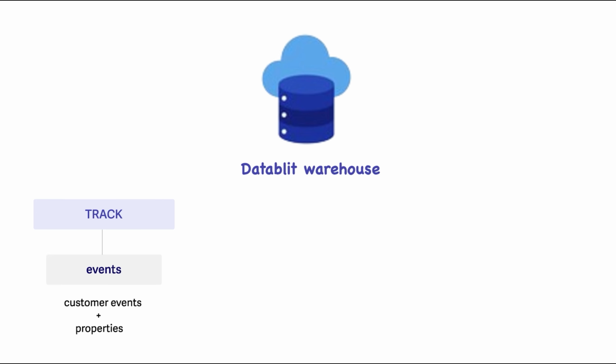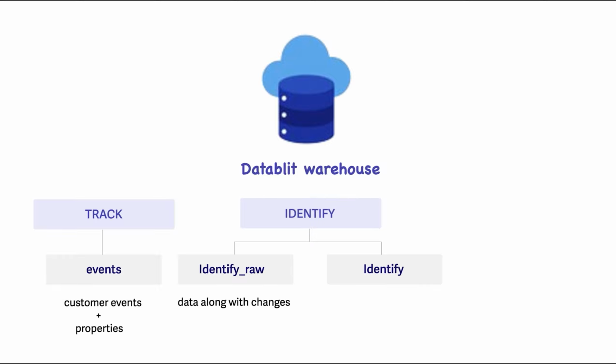Second, identify. The identify raw table stores every piece of user data along with the changes made to it over time. It keeps a complete history of all the updates, so you have a detailed record of how user data has evolved over time. Identify is a view that coalesces all the traits of a user in a single row and shows the most recent updated data.